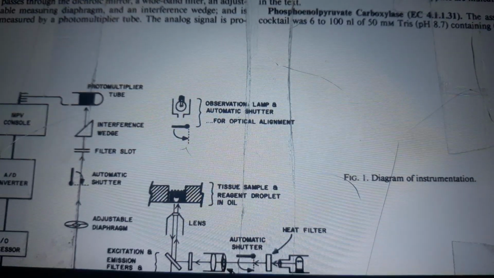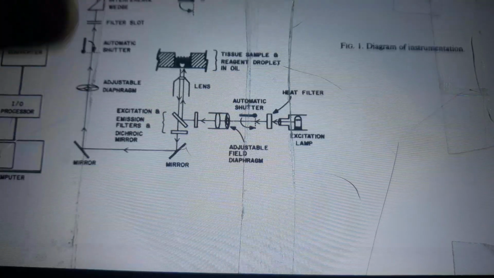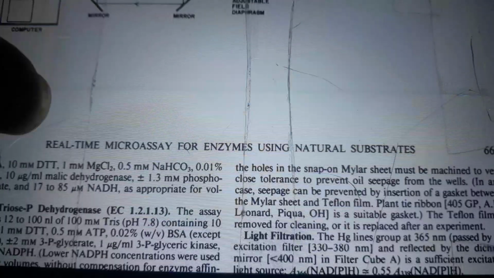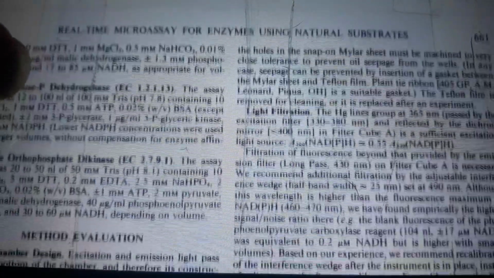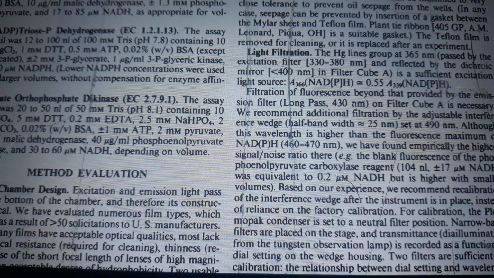Phosphoenolpyruvate carboxylase, the acidic oxide was 6 to 10 nanoliters of 50 mM Tris, pH 8.7, containing 0.1 mM EDTA, and all these substances. And we had NADP, triphosphate dehydrogenase, pyruvate orthophosphate dikinase. All our assays and our cocktails we use.